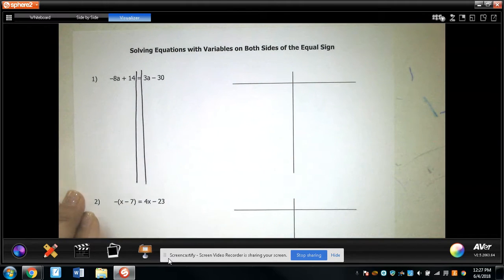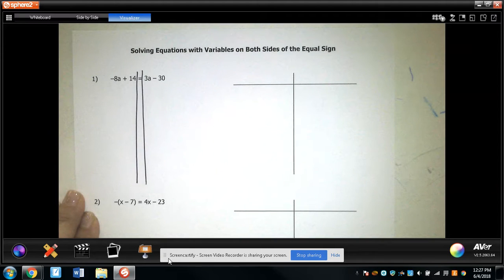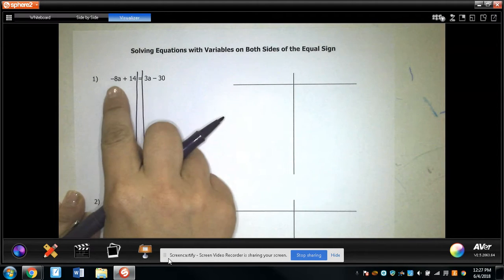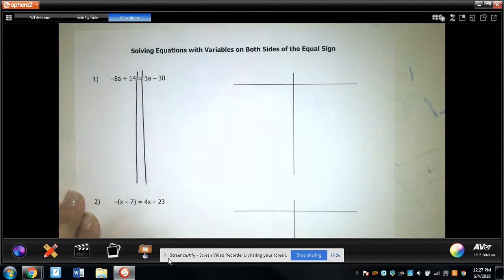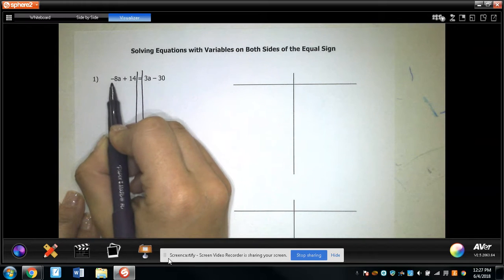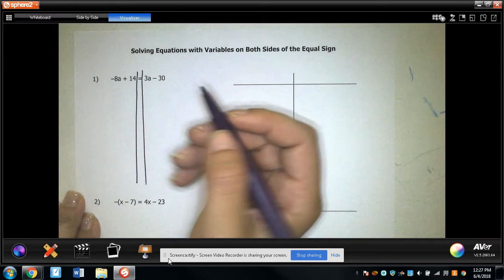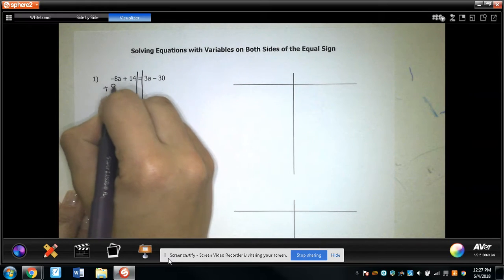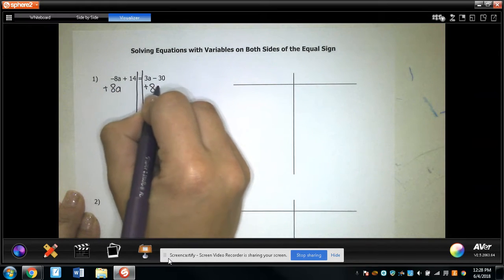And our goal is to get both of those variables on the same side of the equation. I like to move the one that has the lower coefficient because that way I'm avoiding some work with negatives. So this one is negative 8a. This one's positive 3a. Negative 8a is the lower coefficient. I'm going to add 8a to both sides of the equation.